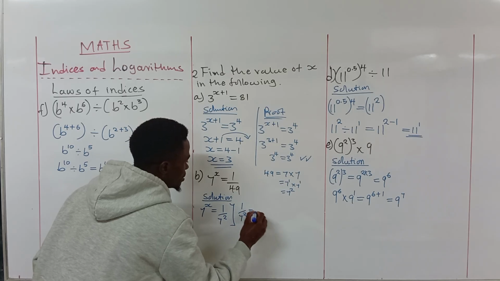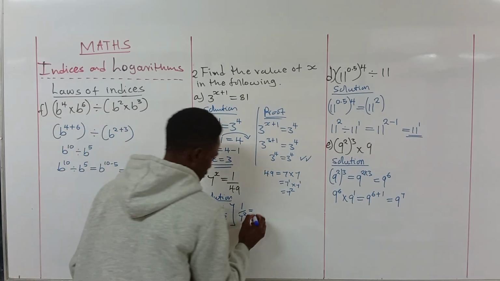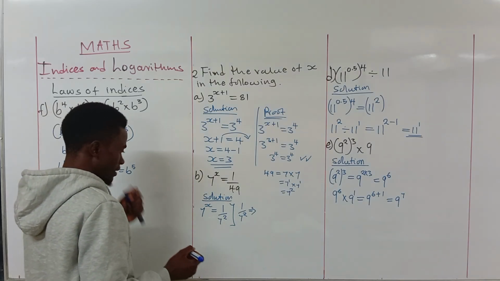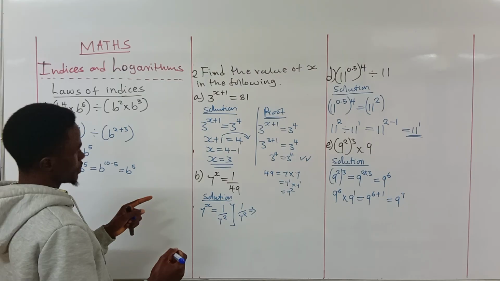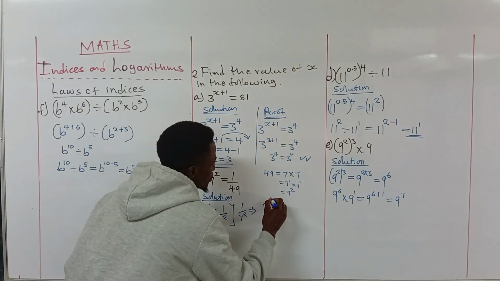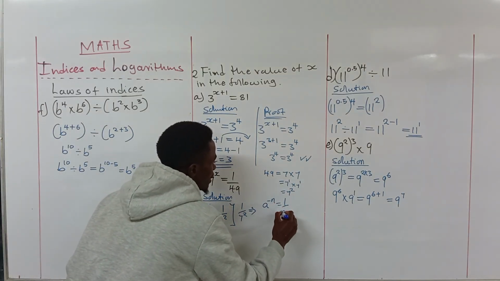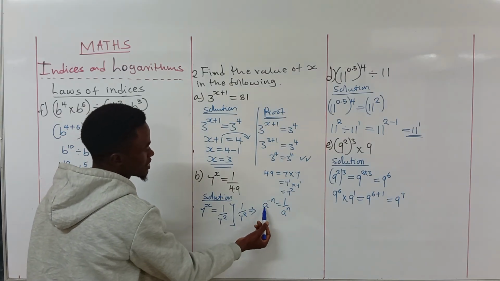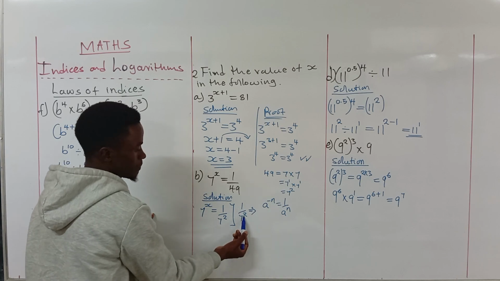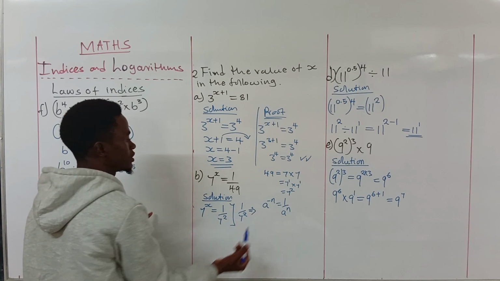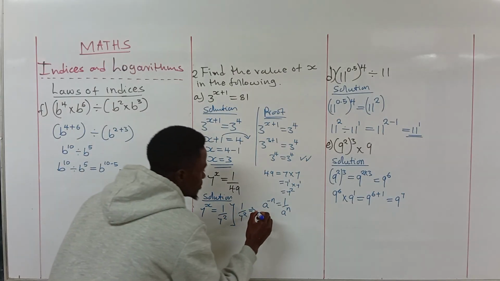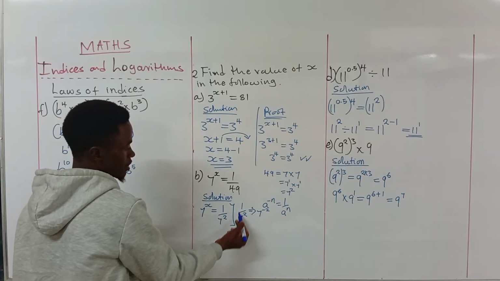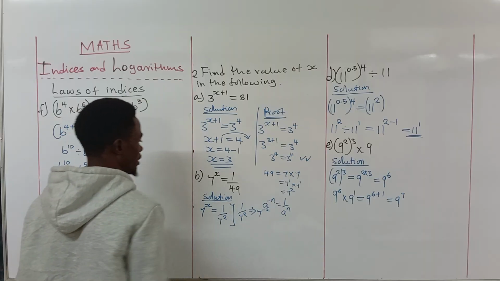7 power 2 can be rewritten in a different case. There is a principle that we are given where a raised to negative n is the same as 1 over a raised to power n. So we find the reciprocal. This 1 over 7 power 2 can be written as 7 power negative 2.